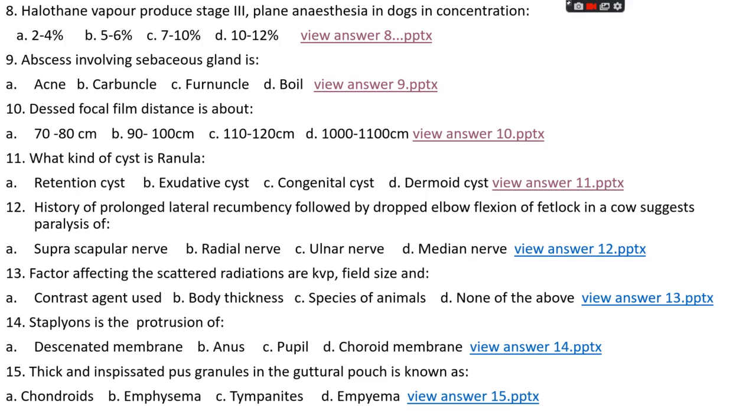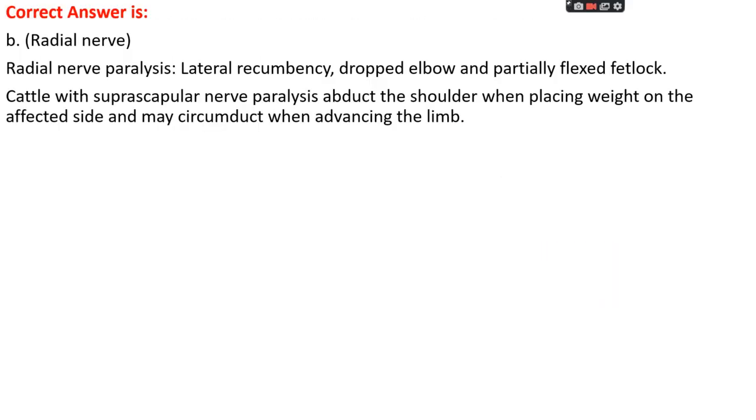History of prolonged lateral recumbency followed by dropped elbow and flexion of the fetlock in a cow suggests paralysis of: option A, suprascapular nerve; option B, radial nerve; option C, ulnar nerve; or option D, median nerve. The right answer is option B, that is the radial nerve.